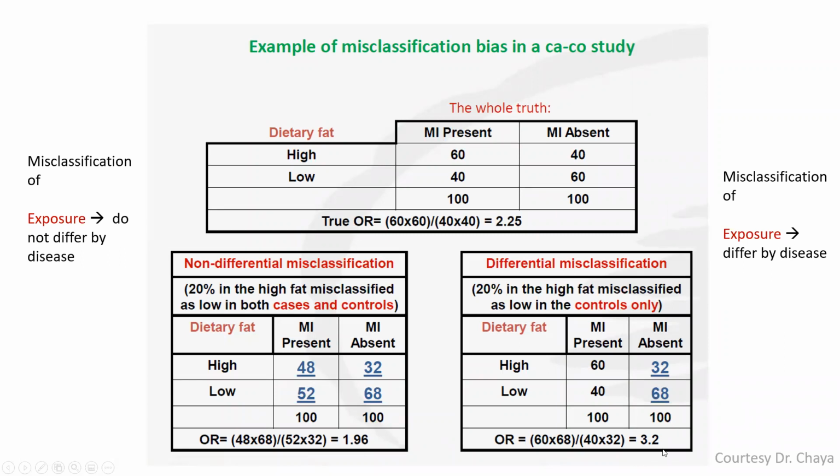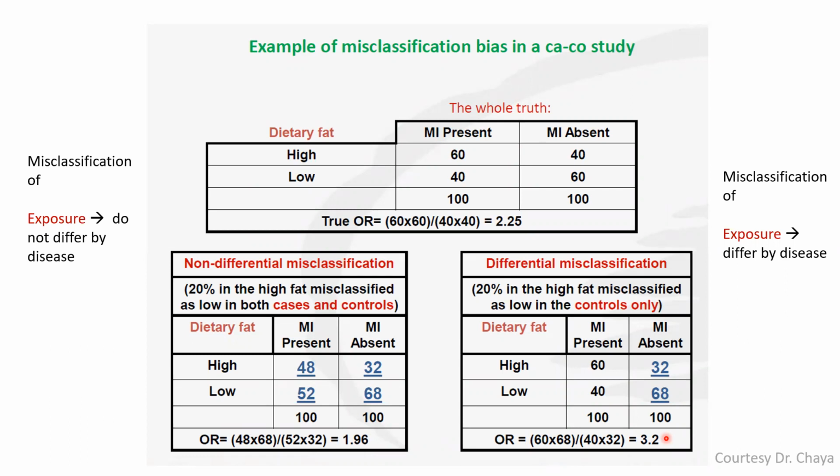In this case, the odds ratio would be equal to 3.2. So it is also an odds ratio that is different from the truth. It's not like the truth, but in this case, you have an overestimation because it's 3.2. It's as if it's a bolder conclusion, if you want.